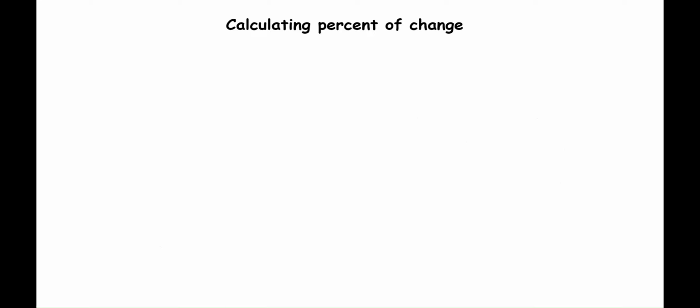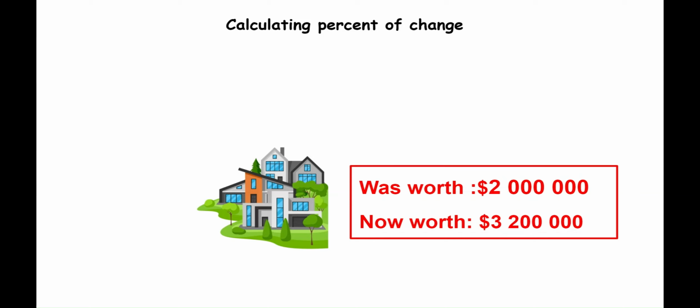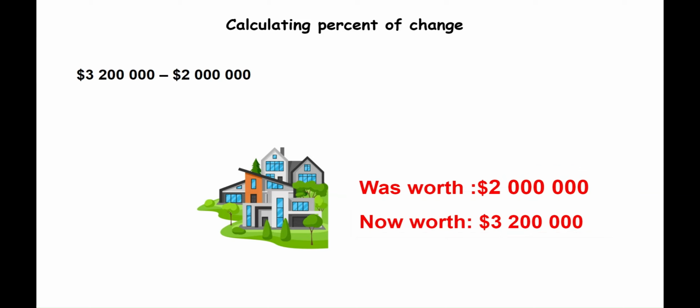Let's try another one. In this example, we have a property that was purchased for $2 million. And after some time, the value of the property has increased and it is now worth $3,200,000. Now remember, the first step is to calculate the difference between the original amount and the new amount. So let's subtract to get the difference. And 3,200,000 minus 2 million gives us a difference of 1,200,000.